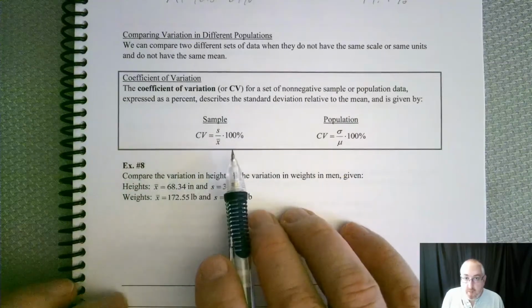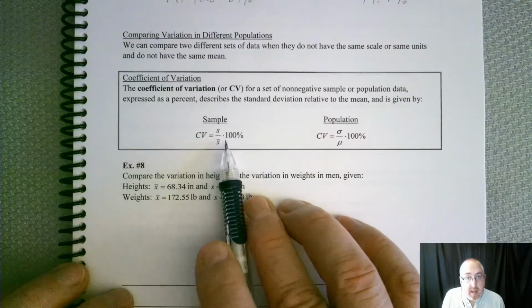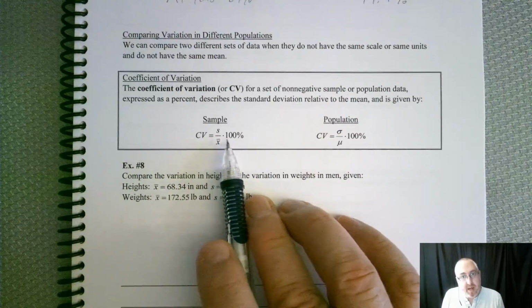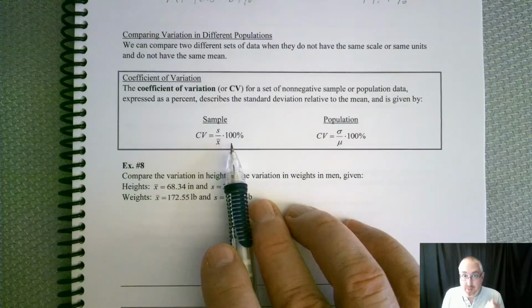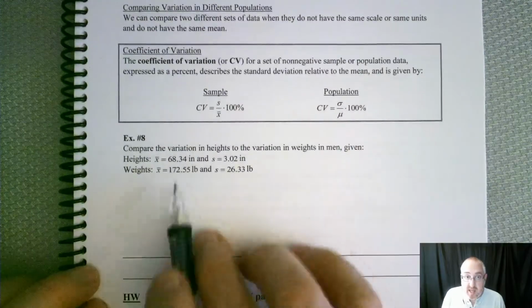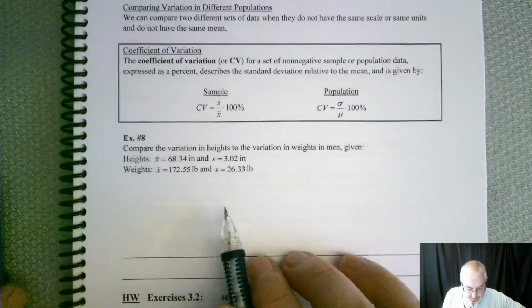And it's a very quick formula. All you're doing is taking the standard deviation and dividing by the mean, and that's going to give you a decimal, and then you have to change it to a percent. So this value that you're calculating is always a percentage, so don't forget the percentage. So just to see what we're talking about here, let's do these problems.